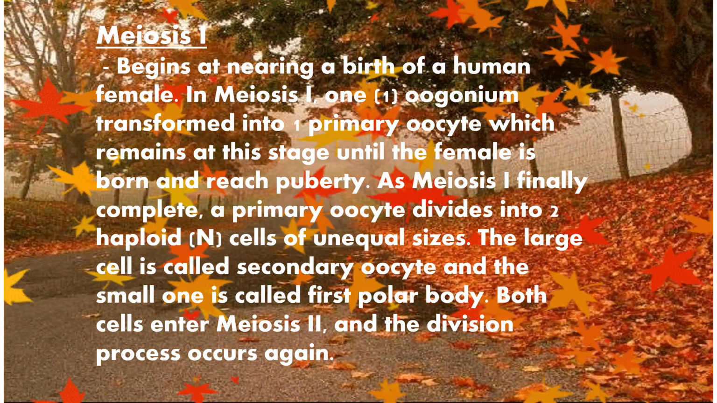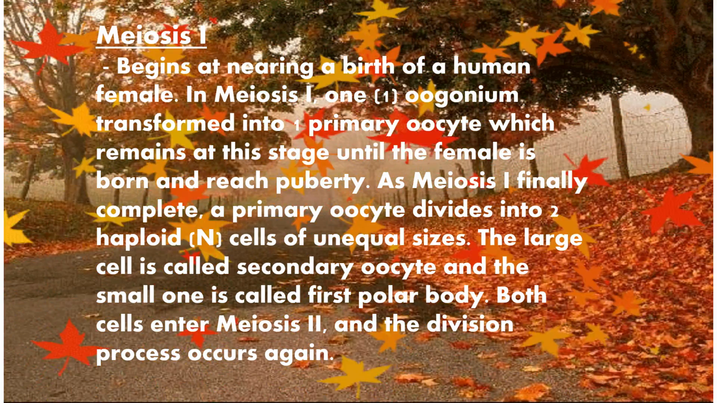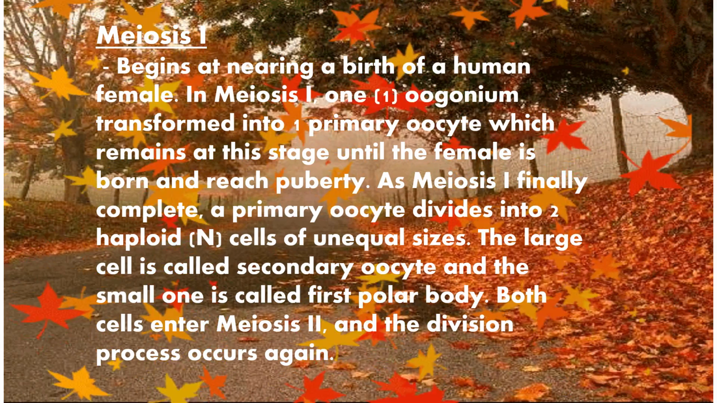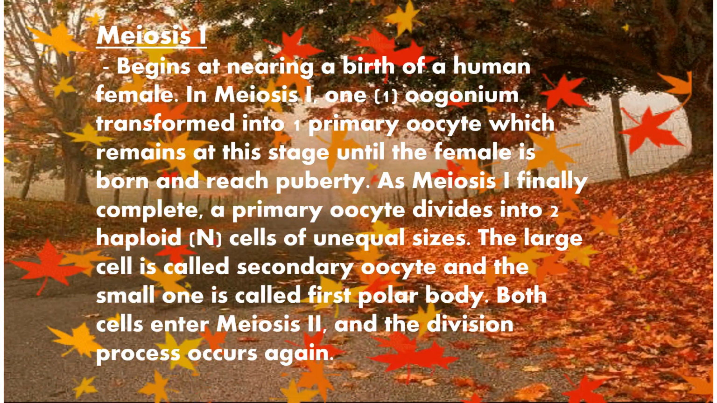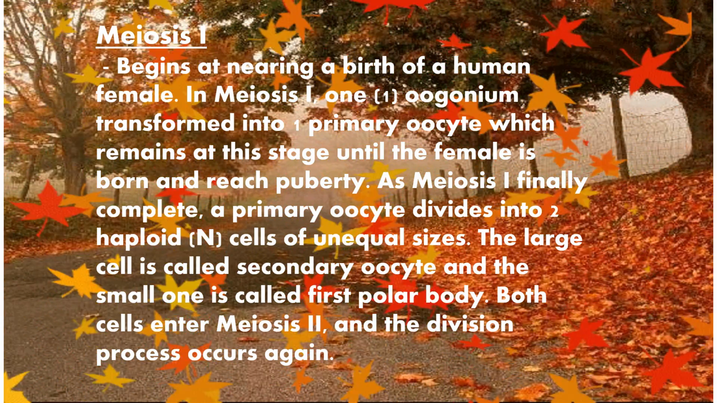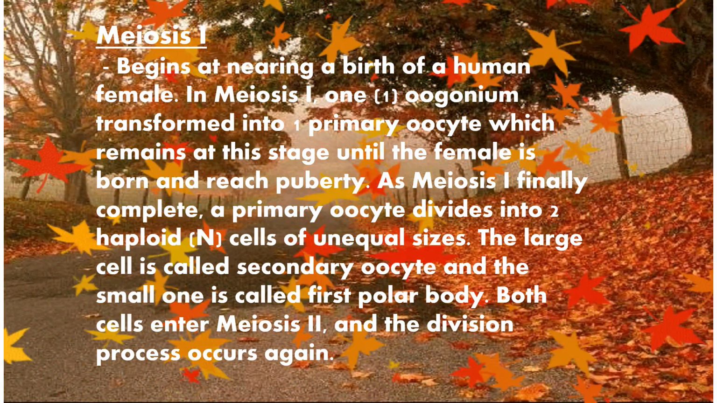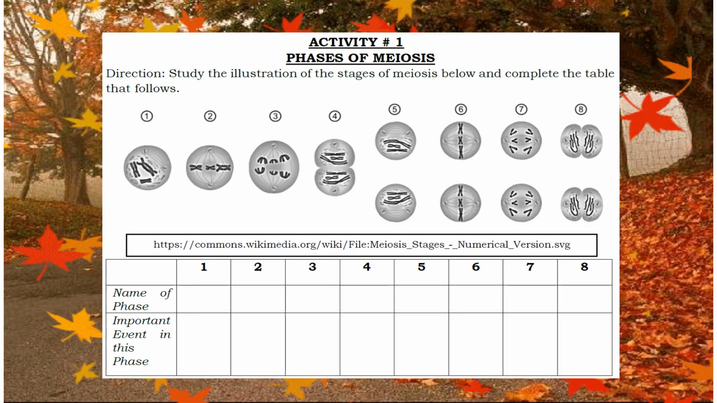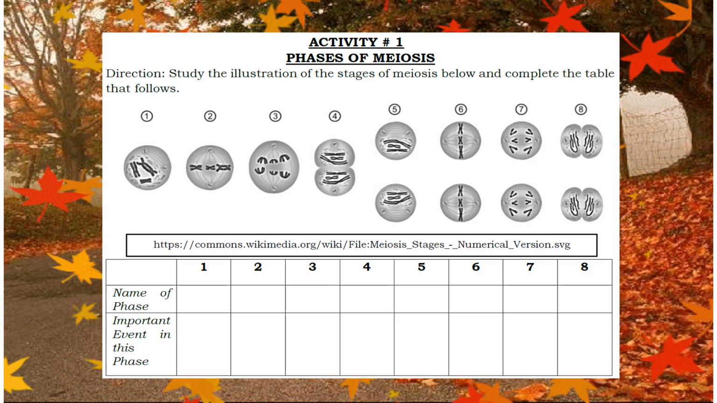In meiosis 1, one oogonium transforms into one primary oocyte, which remains at this stage until the female is born and reaches puberty. As meiosis 1 finally completes, a primary oocyte divides into two haploid cells of unequal sizes. The large cell is called the secondary oocyte and the small one is called the first polar body. Both cells enter meiosis 2 and the division process occurs again. Try to study the illustration of the stages of meiosis below and complete the table that follows.